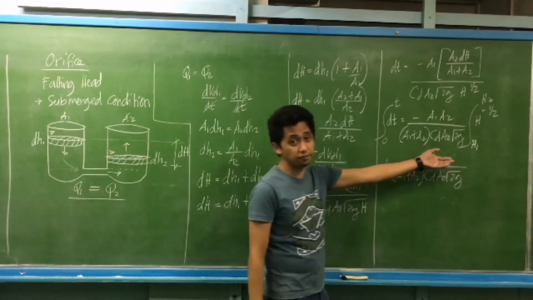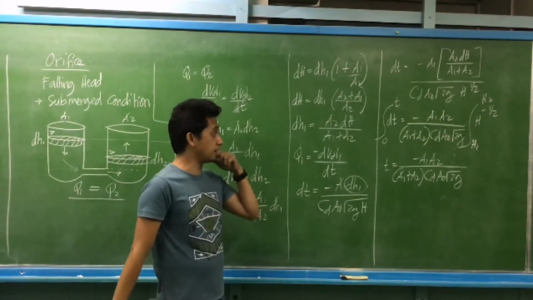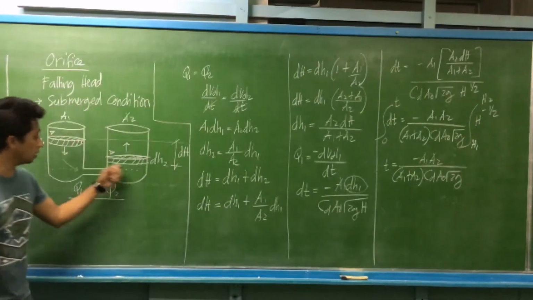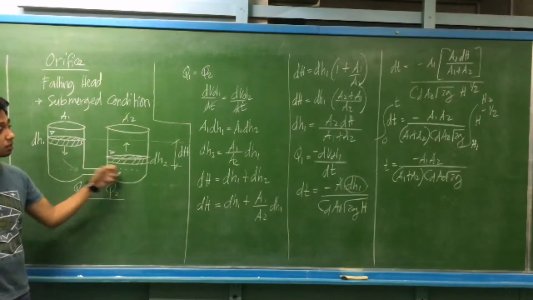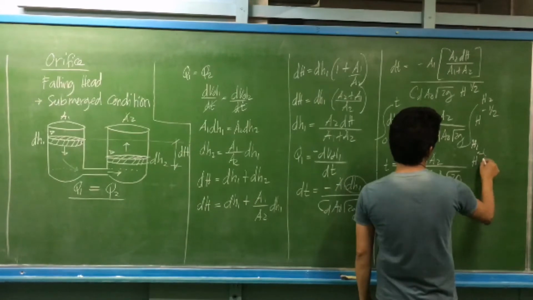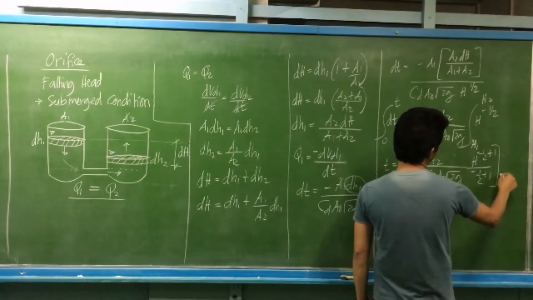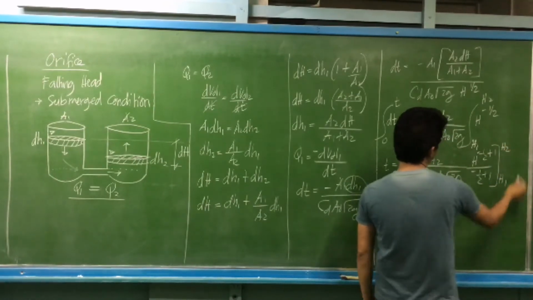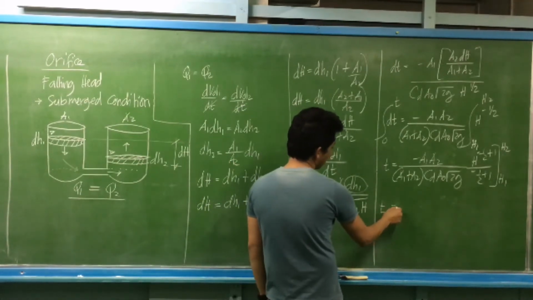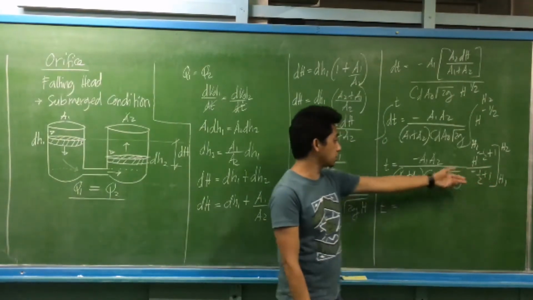So take note, initial head and final head, initial difference in water level or surface level, and the final difference in surface level of the liquid from each tank. So this is the same as we have h raised to negative 1 half plus 1 divided by negative 1 half plus 1 to be evaluated from the initial head to the final head. So we have the time is now equal to, negative 1 half plus 1 is 1 half, reciprocal, that is 2.